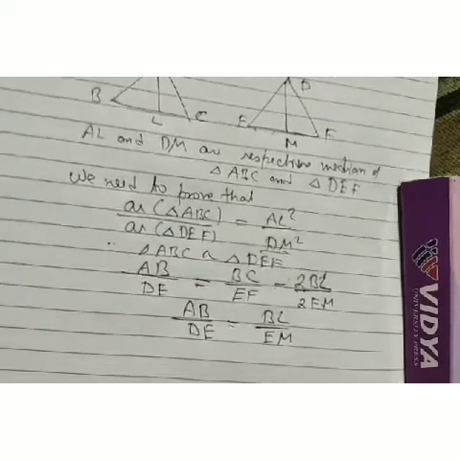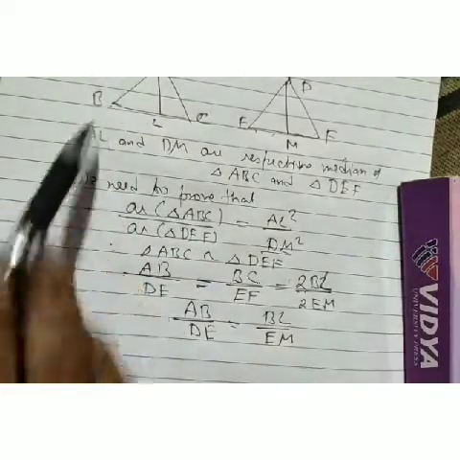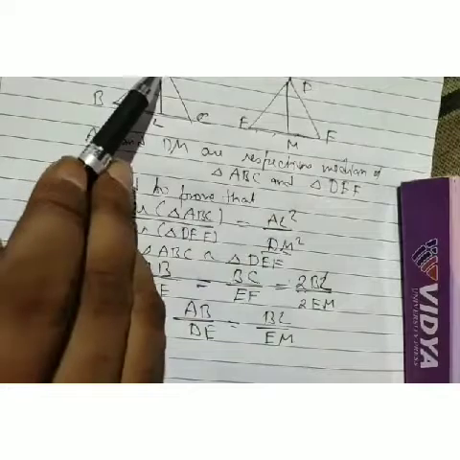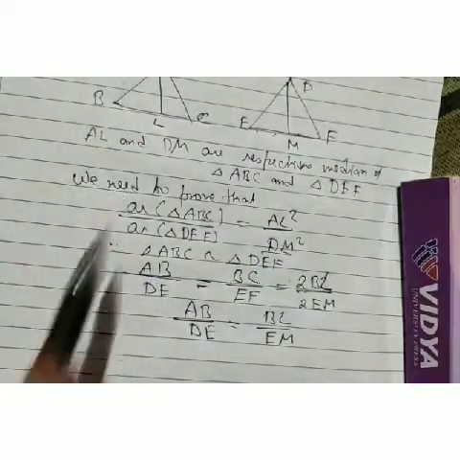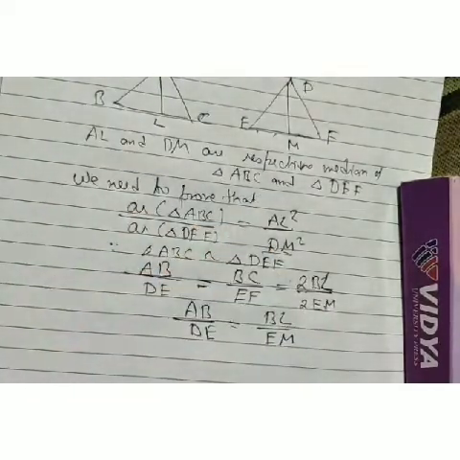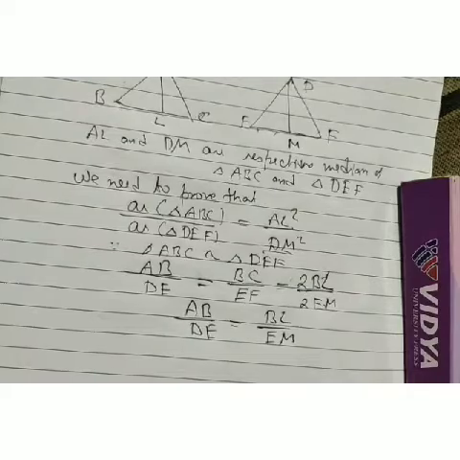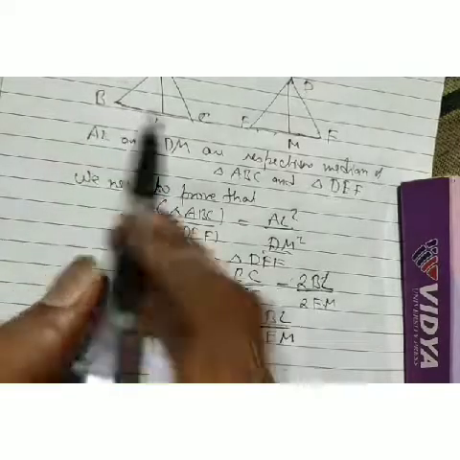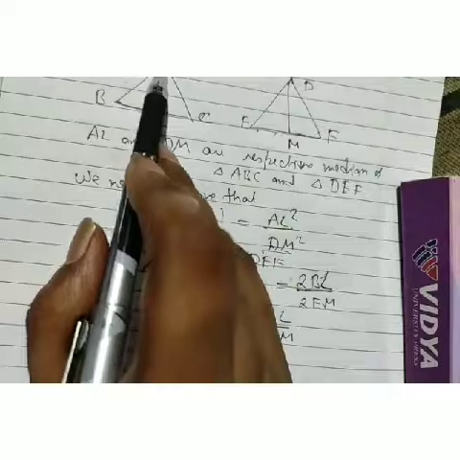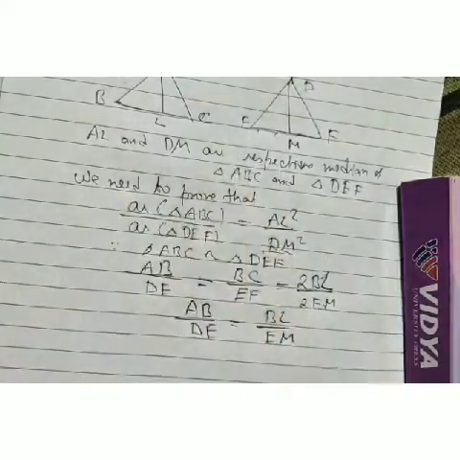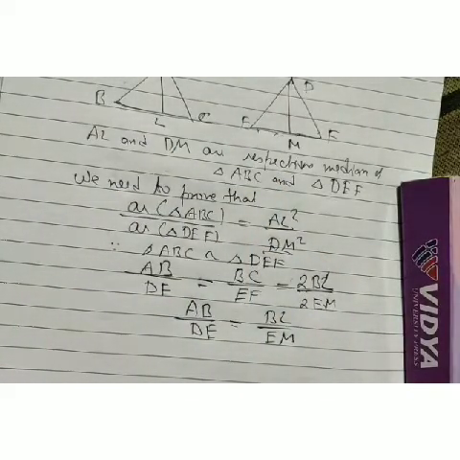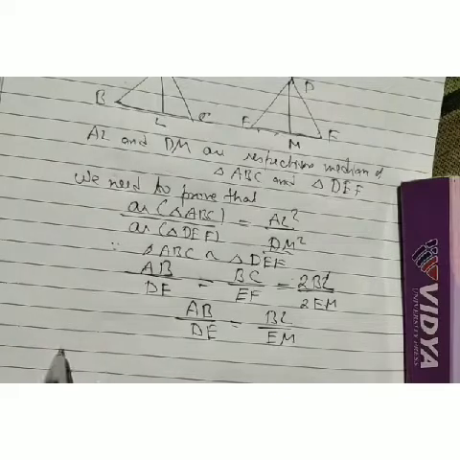Now we take the ratio: AB is to DE is equal to BL is to EM. These are AB, BL and DE, EM, which are parts of triangles ABL and DEM. So what are we going to do? We are going to prove that these triangles are similar.